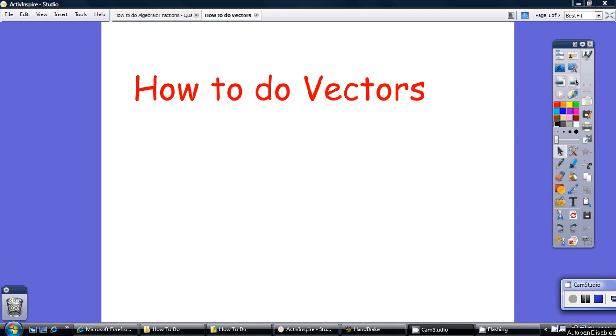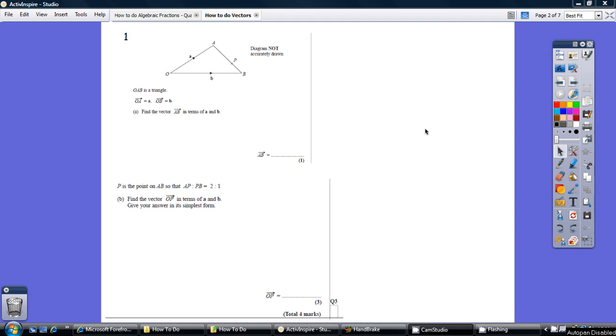How to do vectors. Now we're going to look at three absolutely classic GCSE questions. They're all ones where there's a very easy first mark and then three trickier marks. So here's the first one. Have a go at this.